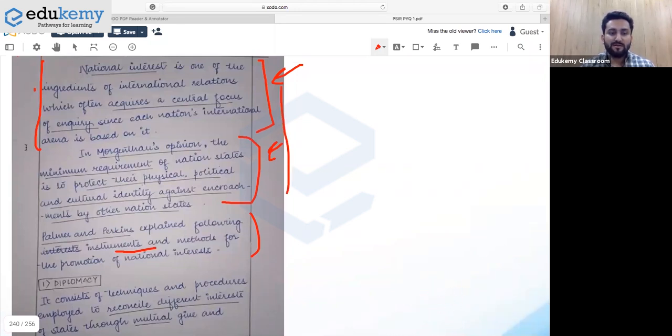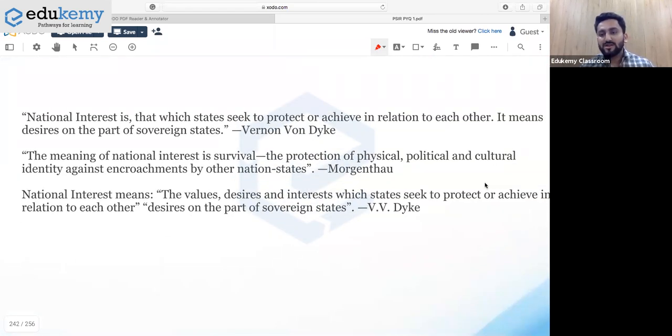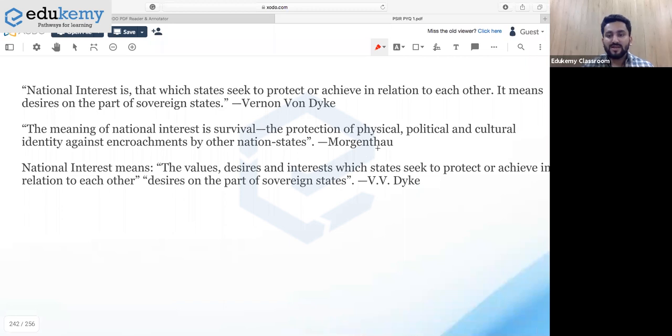This is quite fine. Okay, you can use Morganti here, you can use V.V. Dike here, you can use any statement to define national interest. Like you can use this statement: national interest is that which states seek to protect or achieve in relation to each other. It means desires on the part of sovereign state. The meaning of national interest is survival, ये statement already answer में use है.